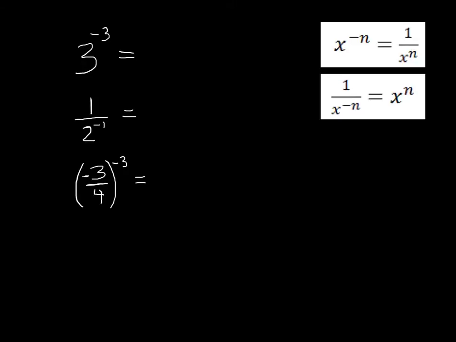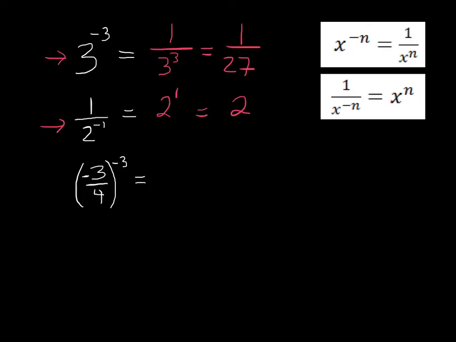So 3 to the power of negative 3, this problem right here, is just 1 over 3 cubed, which is 1/27. 1 divided by 2 to the power of negative 1 is the same as 2 to the power of positive 1. And that is just 2. The last one's a bit tricky.